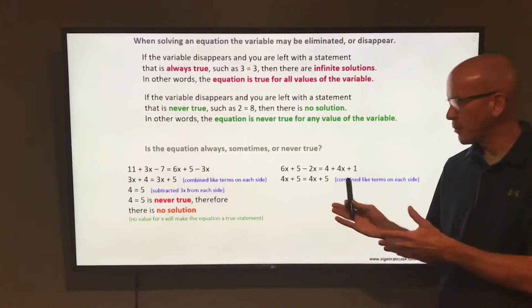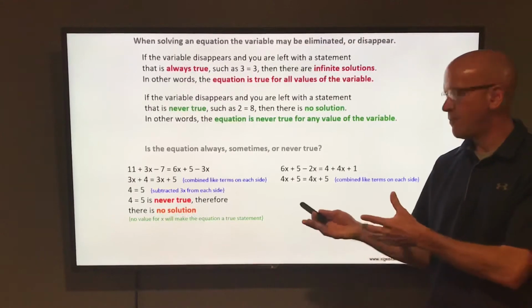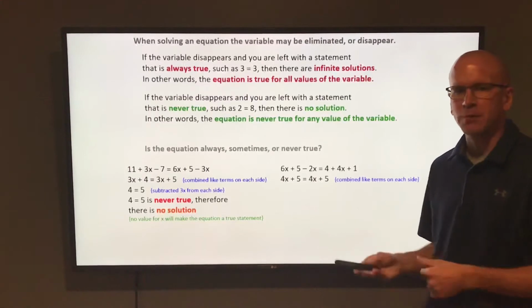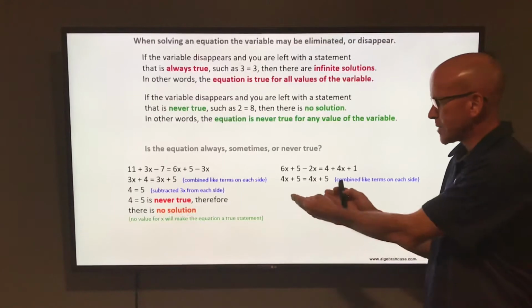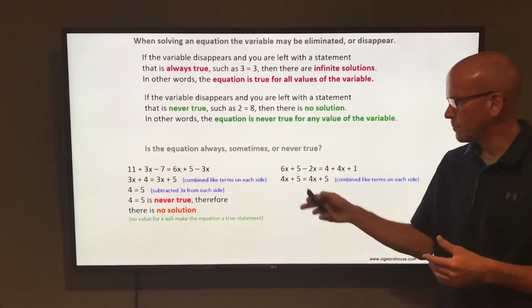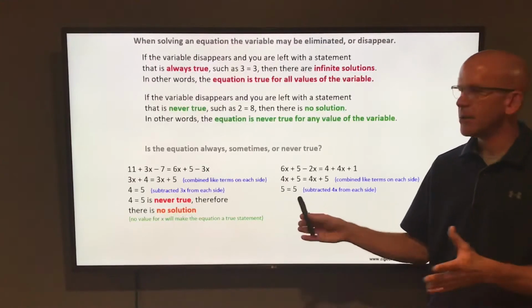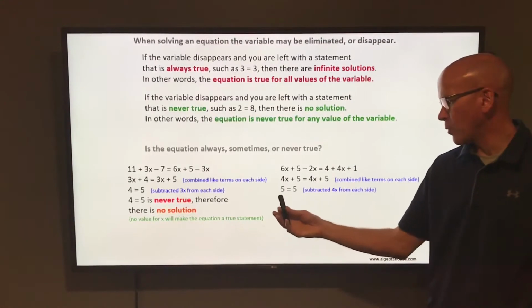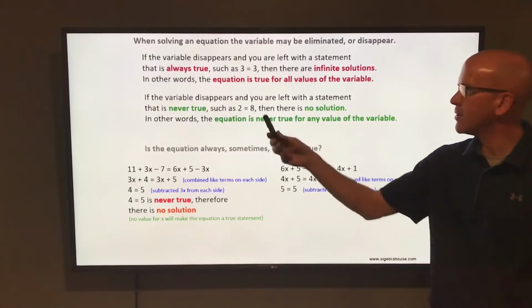Now if you stop and think about that, that's always going to be true. No matter what value you put in for x, 4x plus 5 is going to equal 4x plus 5. It's going to equal itself. But let's say you didn't notice that, you're in a hurry, and you go to subtract 4x from each side. The variable disappears, which is what we're talking about up here. The variable disappeared, and we're left with a statement that is always true, 5 equals 5.